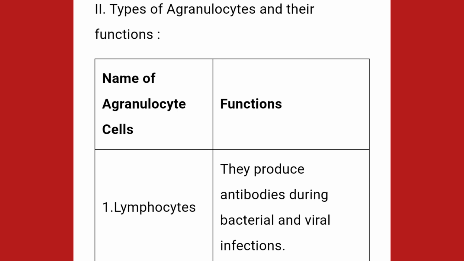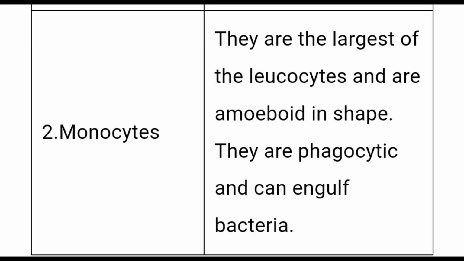Second one, types of agranulocytes and their functions. Name of agranulocyte cells, functions. First one, lymphocytes. Functions, they produce antibodies during bacterial and viral infections. Second point, monocytes. They are the largest of the leukocytes and are amoeboid in shape. They are phagocytes and can engulf bacteria.